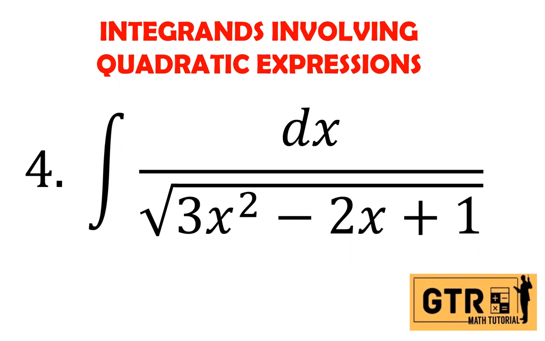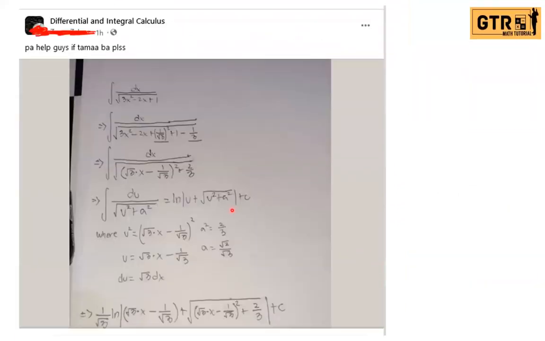So for today's video, we will solve another example of integrands involving quadratic expressions. This is part 4, number 4: the integral of dx over the square root of 3x squared minus 2x plus 1. This question came from the FB group Differential and Integral Calculus. They said, please help guys, is this correct? Okay, so let's solve this. It already has a solution, but we will solve it in detail so that it is clear. Okay, so let's answer this.